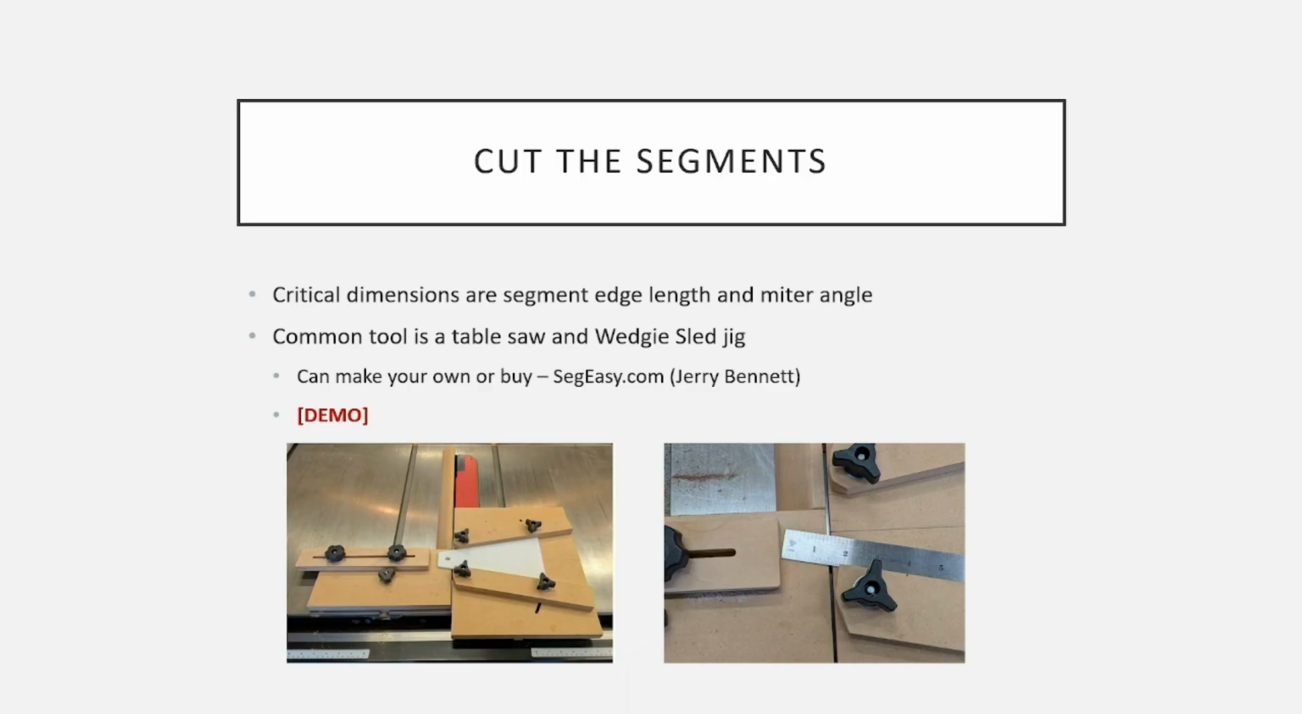This is a wedgie sled. This is where we might need the camera here, Charlie. Hopefully you can see this.